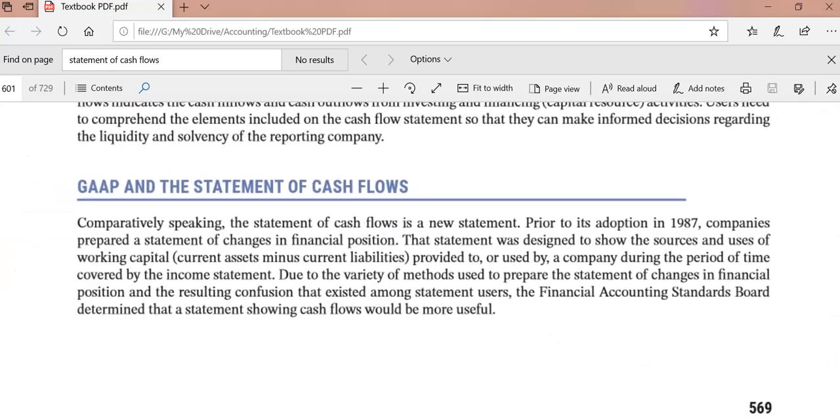In the textbook, it talks a little bit about the statement of cash flows being adopted in 1987. Before that, they prepared a statement of changes in financial position. However, there wasn't enough information on there. So what FASB did was create this statement called the Statement of Cash Flows, which would be more useful.